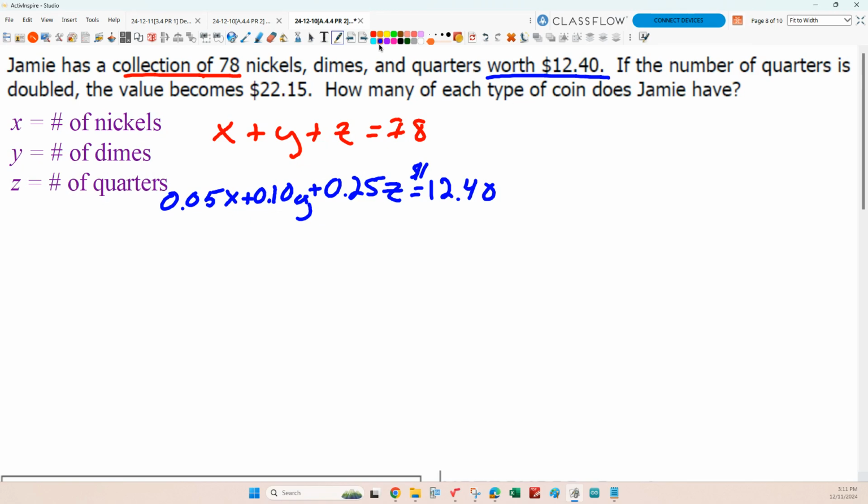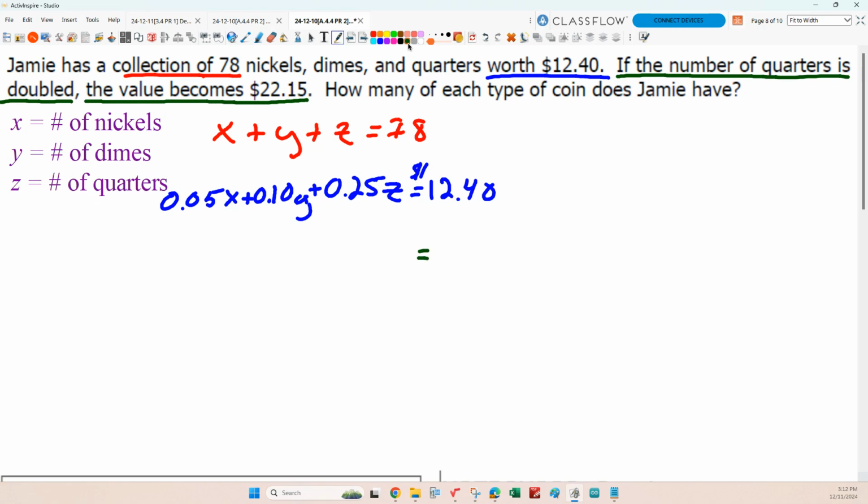Okay, what's the third one going to come from? I need one more piece of information. Oh, it'll be 2215. Oh, okay, there you go. Good. So if the number of quarters is doubled, so then instead of z quarters, how many am I going to have? Doubling it, right? So it's going to be the number of quarters. We started off with z quarters, but if I double that, I'm going to get 2 times z, which I'm going to have to multiply by the value of a quarter, which is 0.25. Yeah, okay. So if we double the number of quarters, the value jumps up to 2215.